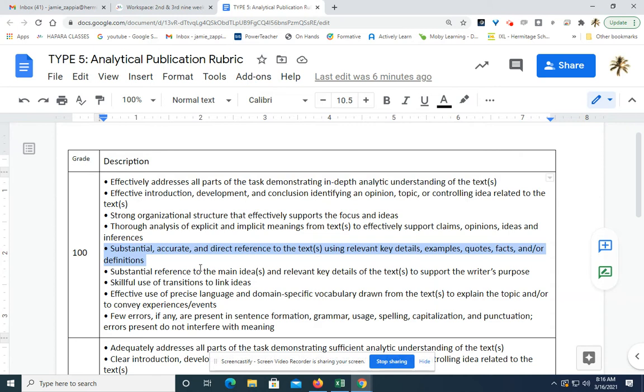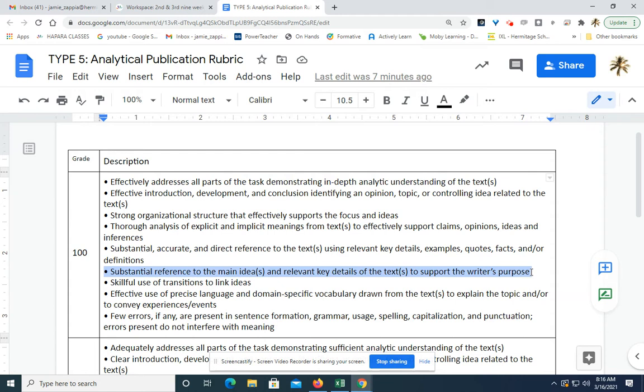So we need to make sure that our quotes are of a good length, but they're not overly taking over our body paragraphs. What should take over our body paragraphs is our thorough analysis that is connecting our quote to our claim. So make sure you don't overquote, but also this is telling us to make sure we don't underquote either. The next bulleted item says substantial reference to the main idea and relevant details to support the writer's purpose. That's, again, pure analysis. That's making those connections. That's saying what we notice between our evidence and how it connects to our thesis.